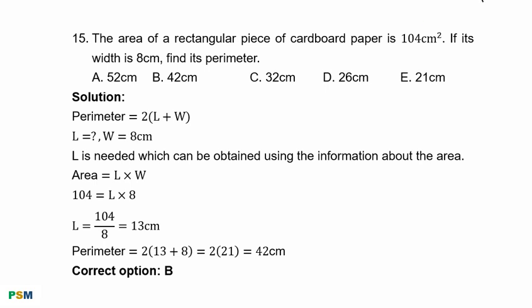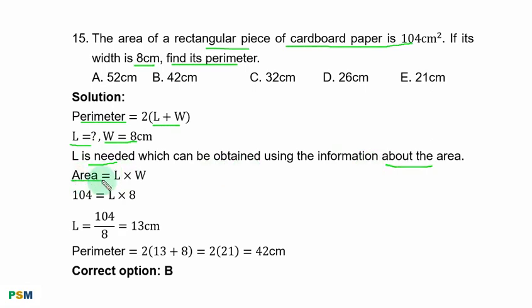Question 15. The area of a rectangular piece of cardboard paper is 104 square centimeters. If its width is 8 cm, find its perimeter. Solution. Perimeter is equal to 2 bracket open the length plus the width. The length is unknown, width is 8 cm. L is needed, which can be obtained using the information about the area.